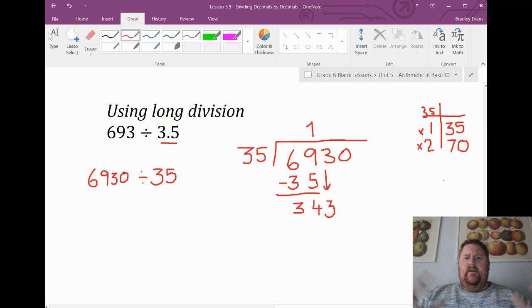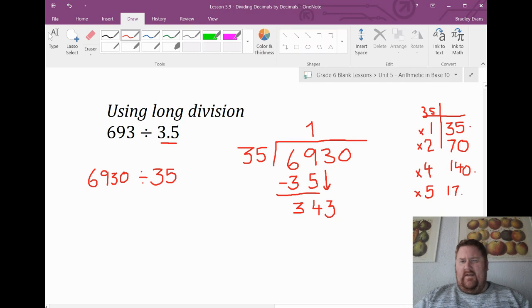Okay, now what? Well, let's keep going with our little side trick here. I'm going to double the 70 again to get to 140. 35 times 4, I know, is 140. I'm trying to get as close to 343 as I can. I'm going to go to 35 times 5 now, and I'm going to use my times 4 and my times 1, and I can tell that that's going to be 175.